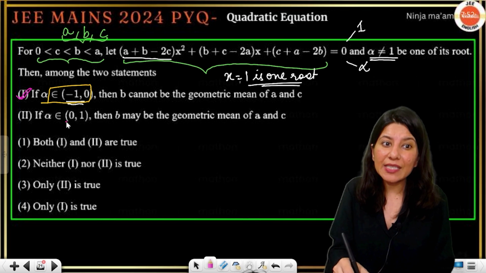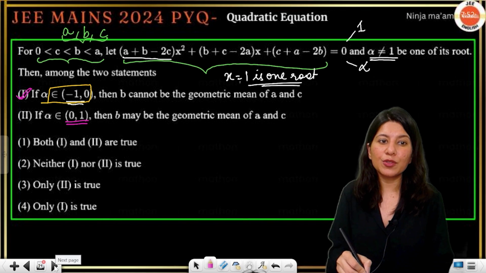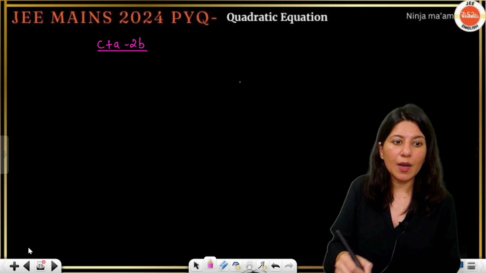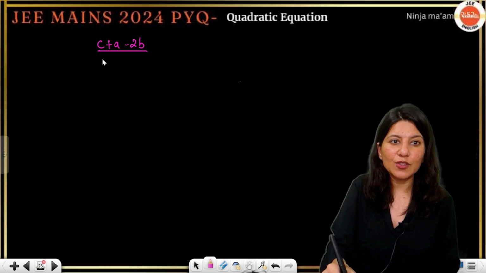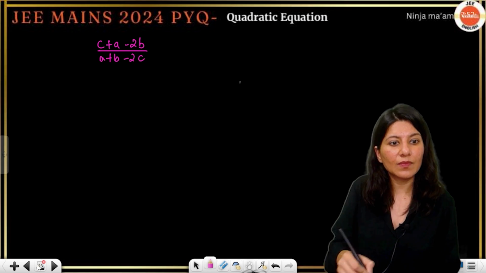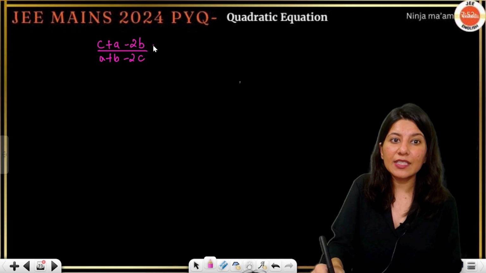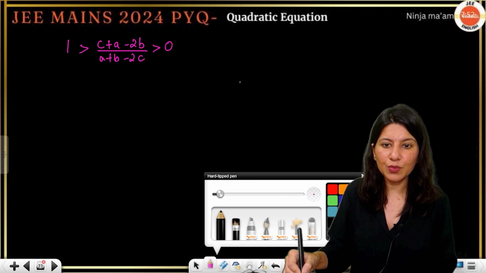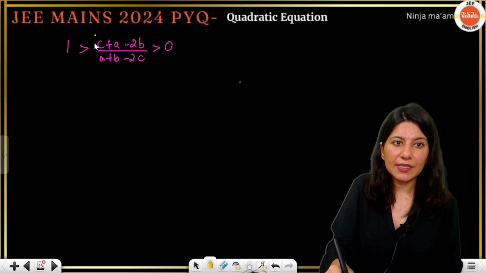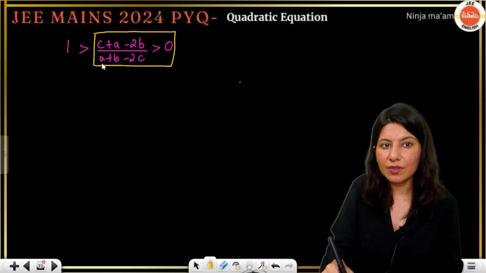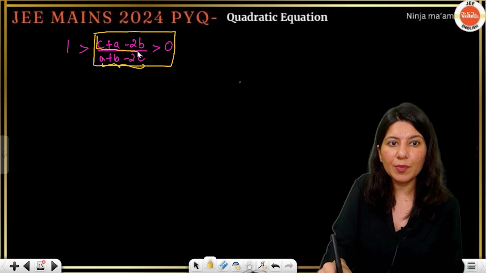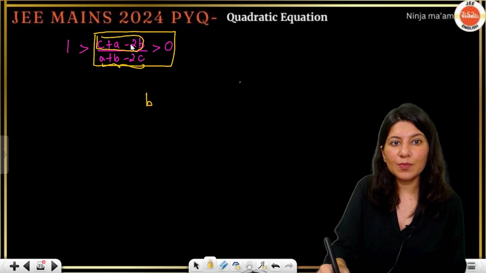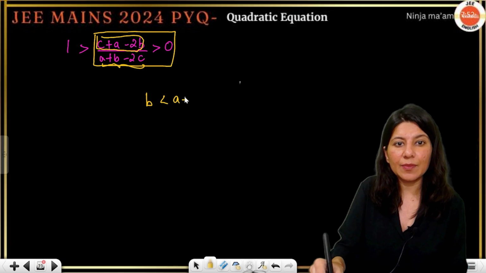Okay. Now a similar thing is written over here. Alpha belongs to 0 to 1. So again, (C plus A minus 2B) upon (A plus B minus 2C) is lying between greater than 0 and less than 1. Correct? Again, we are going to do the same thing in this also. If it is greater than 0, we know that this is positive. What about this? This should also be positive. So if this is positive, now B is less than (A plus C) by 2.